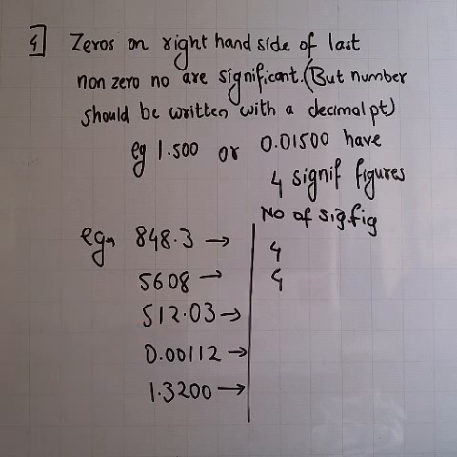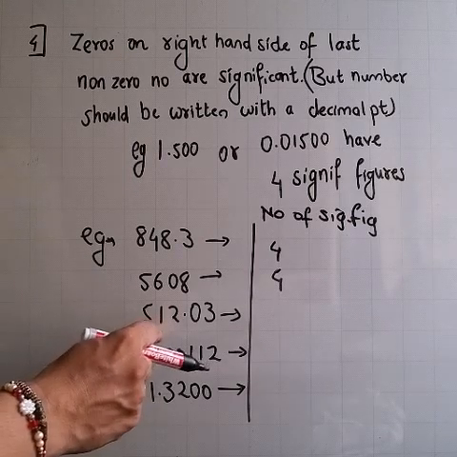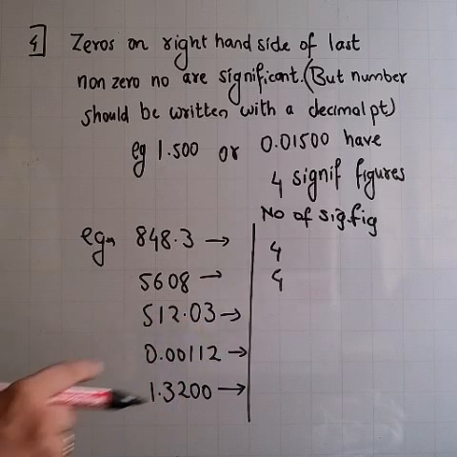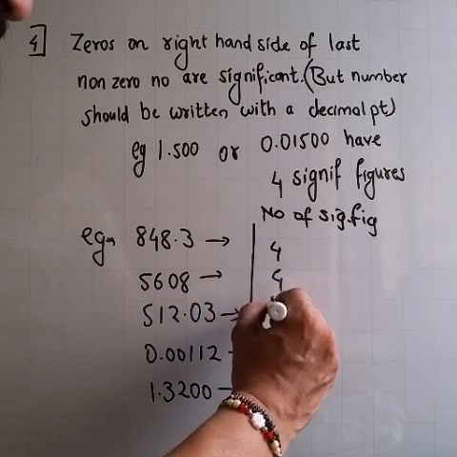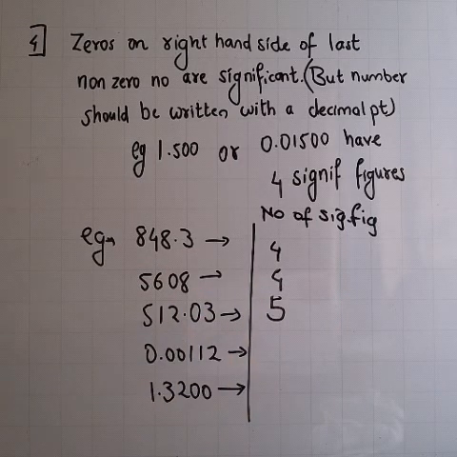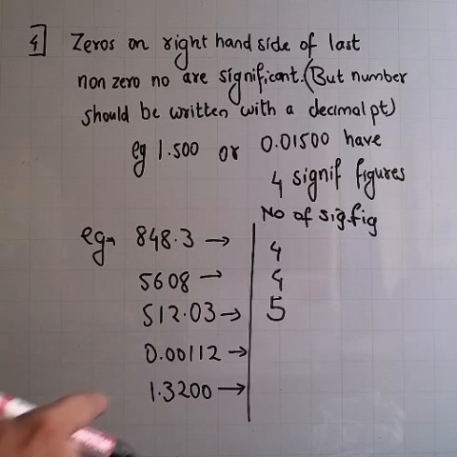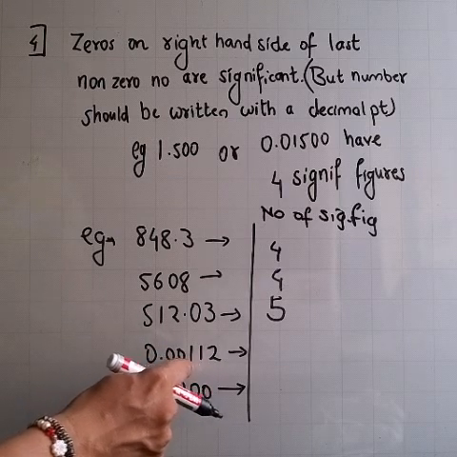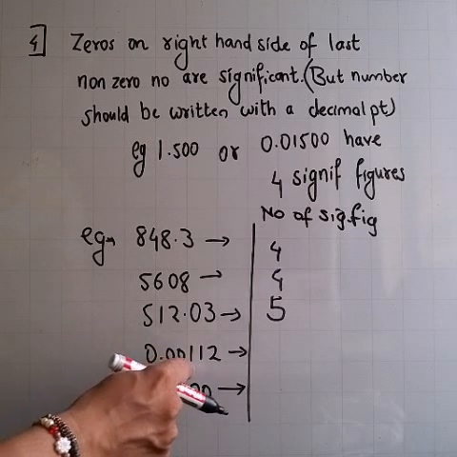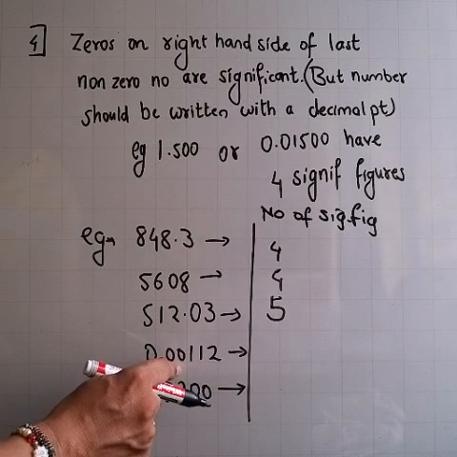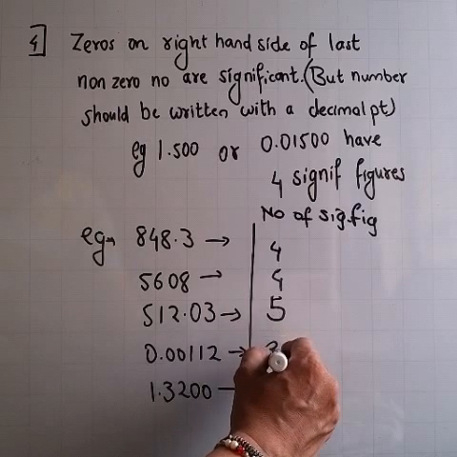Now in this case, 51203. Again this 0 is coming between 2 non-zero terms, so that is also significant. So the number of significant figures will be 5. Look at this case, 0.00112. Here before the non-zero terms, on the left hand side, there are 2 zeros, so these will not be significant. Only 3 significant figures will be there.